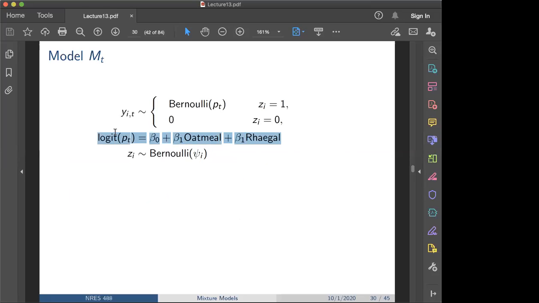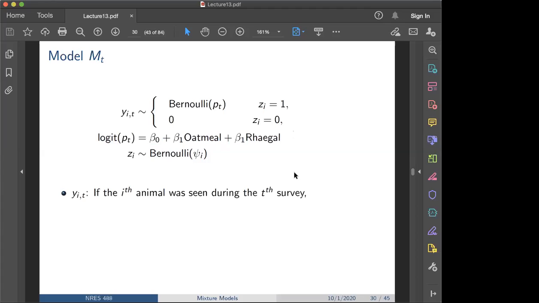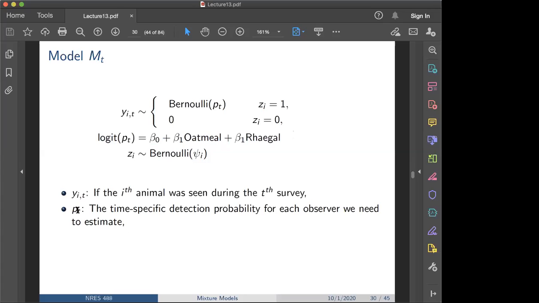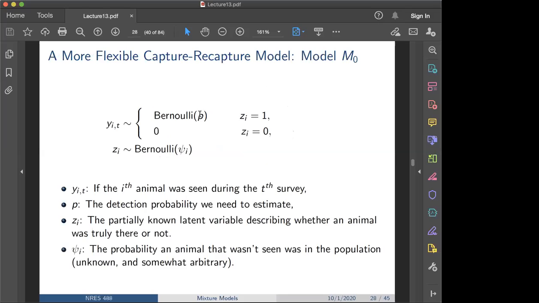So we can make our models more complex in the exact same way we did in our generalized linear models with the Bernoulli regression we did before. So we're using the same framework we've already developed and learned, but now applying it to more complex models that allow us to deal with detection probability. So in this case, Y_it, if the ith animal was seen during the tth survey, that's the same. P of T, now notice P of T here has a subscript on it. That means it can change for each time period. In our previous example, in our null model, P did not have a subscript. There was no T associated with it. So it was going to be the same no matter what time period we were in.